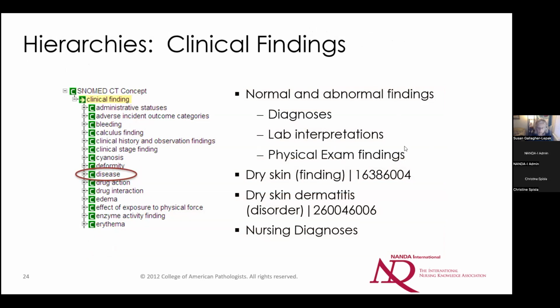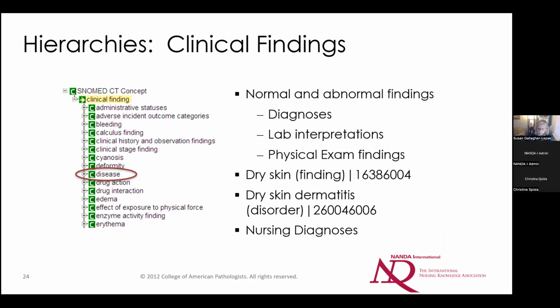So the clinical findings hierarchy contains clinical terms to describe normal and abnormal clinical conditions. So this is where your physical exam hierarchies are, anything for physical exam findings, excuse me. From our nursing assessments, we do a lot of assessments. All of our assessment findings are going to be in here. Definitely our nursing diagnoses are here. And when you see something from the clinical findings hierarchy, if you look at my example here of dry skin, it will have a findings hierarchy tag attached to it.